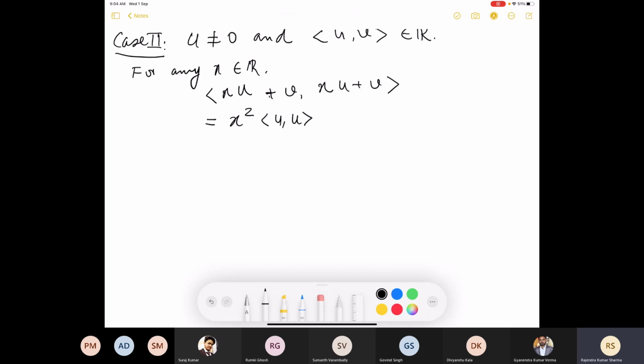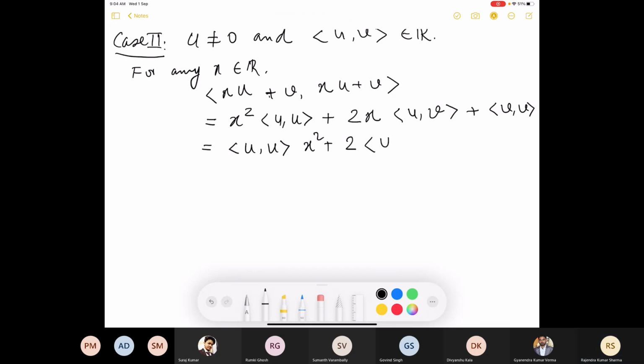So these two can be combined into one. So this will be twice of x, and this will be (u, v) plus beta is 1, beta bar (v, v). So this is (v, v), which you can write as (u, u)x² + 2(u, v)x + (v, v).